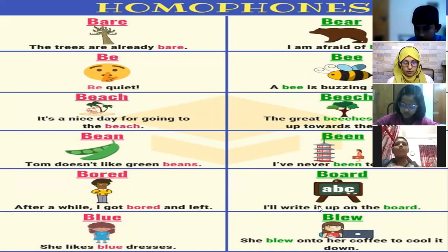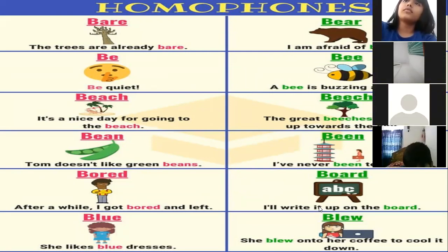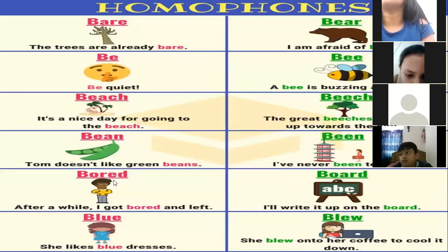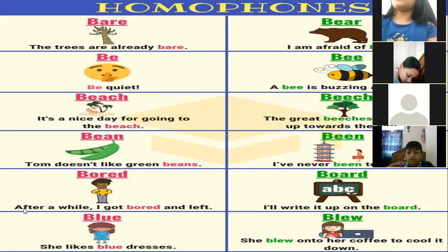Ma'am, I want to say something. Why ma'am, what is the meaning of beach? B-E-A-C-H. This means সমুদ্র সৈকত. Yes, okay. Now board. Bored means hocche birokto hawa, we all know that. And this bored means bored, right? So after a while, kichukon pore, I got bored and left. Ami bored hoye gechilam, mane birokto hoye gechilam, ebong ami shekhan theke chole gechi. And that bored means I will write it up on the board.